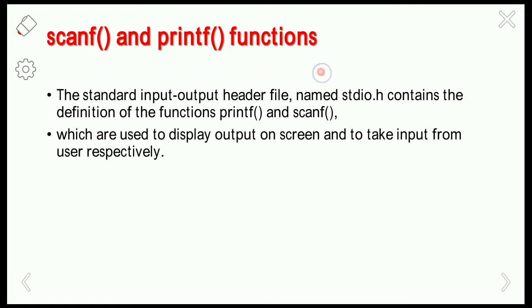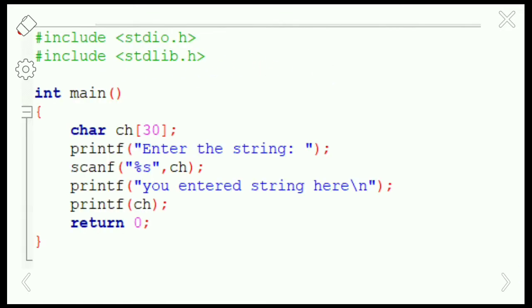Now let us look at these functions in detail using an example of scanf and printf. stdio.h is included for the standard input output functions, and also stdlib.h. Here I am taking a character array of length 30, and printf displays "enter the string" on the output screen. Then scanf with %s, comma, ch. Remember one thing: we are not using the address-of operator for ch. Normally for all data types we include the address-of operator, but here we are not mentioning it for the string.